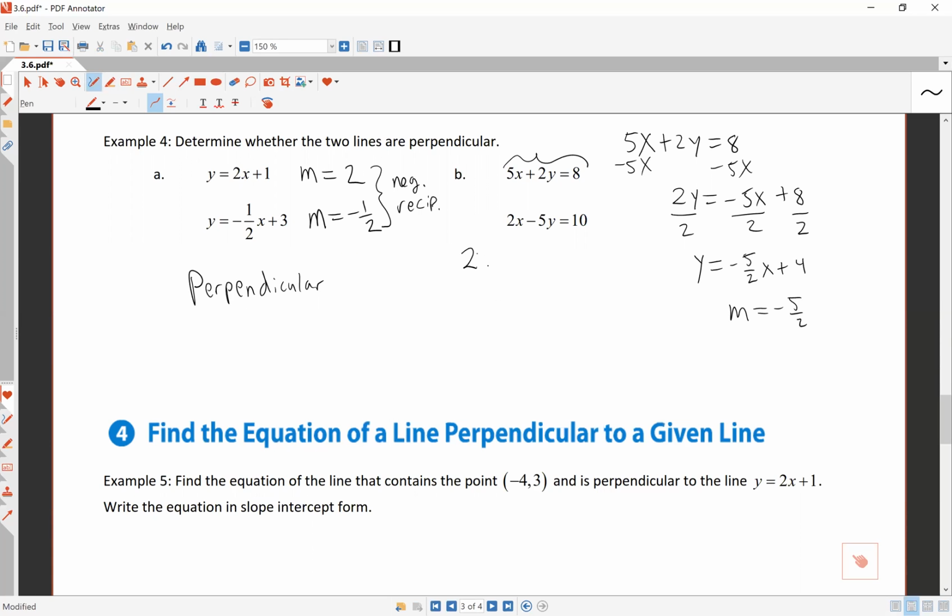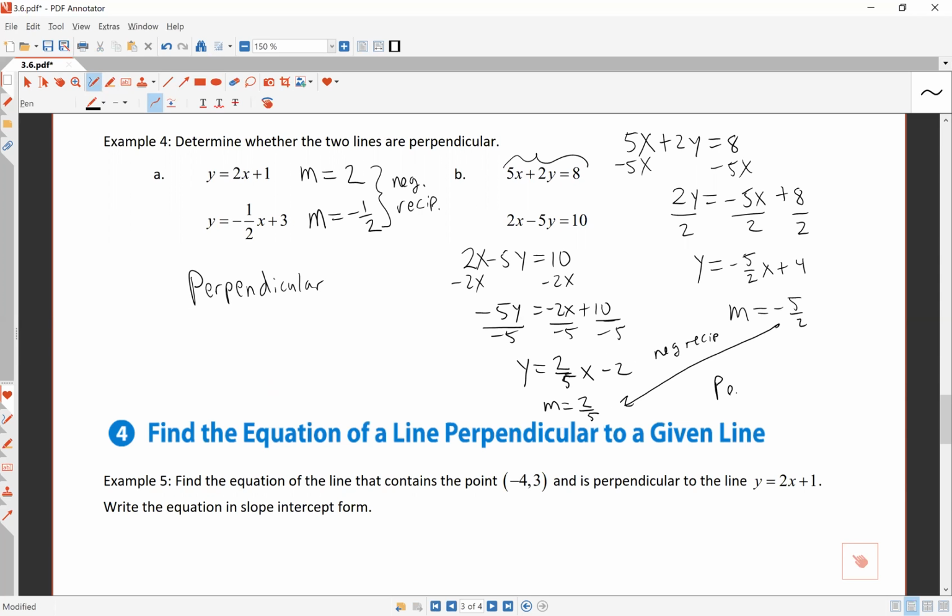My second equation is 2x - 5y = 10. We subtract 2x from both sides and get -5y = -2x + 10. Dividing both sides by -5, I get y = -2/-5, which is 2/5 x, minus 2. The first line has a slope of -5/2. The second line has a slope of 2/5, positive. Two-fifths and -5/2 are definitely negative reciprocals of each other. So we have another pair of perpendicular lines.